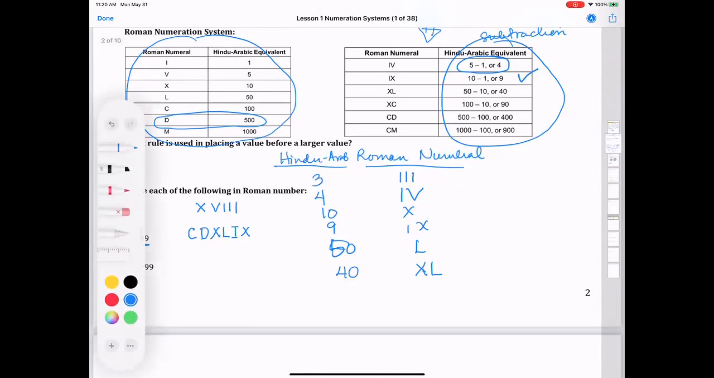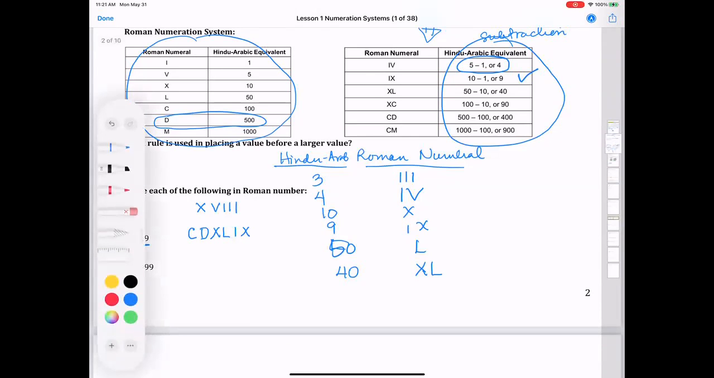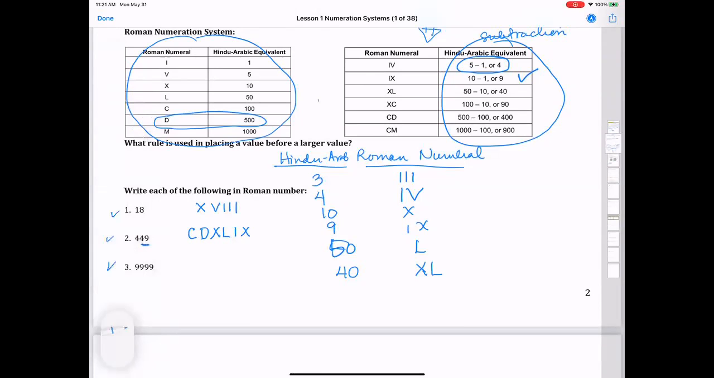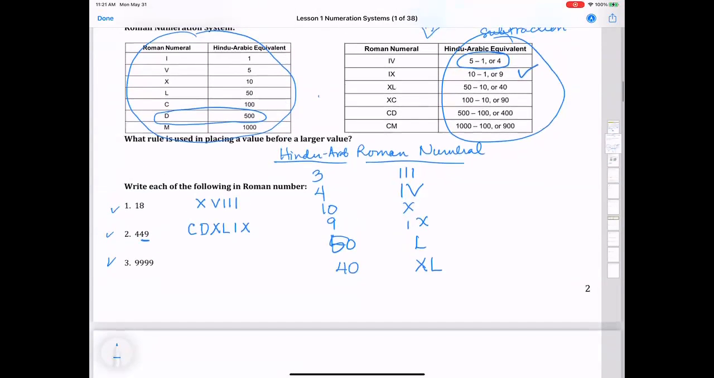I shouldn't put that little symbol there because that's something different. Okay. So this is the symbol for 449. How about 9,999?